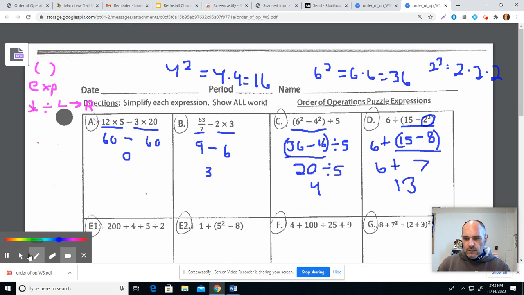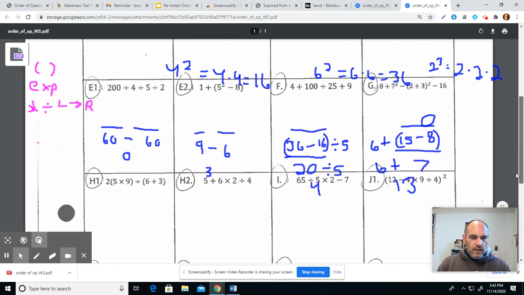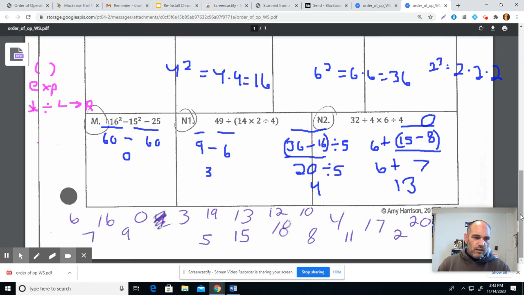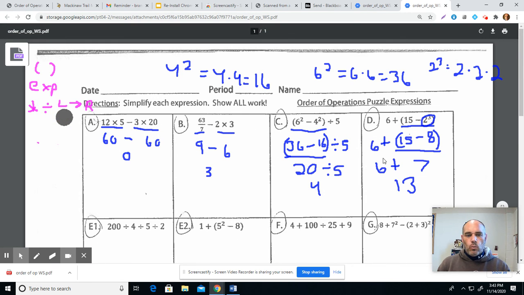As you are working on this, I have written all the answers at the bottom of the worksheet. So make sure you're finding all these answers down here. If not, then you need to go back and figure out where you messed up. So this is the work I need to see on your notebook paper. I wrote it on the worksheet just because it was easier for me to show you what's going on, but this needs to be done on your notebook paper.